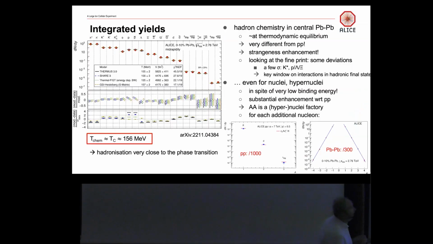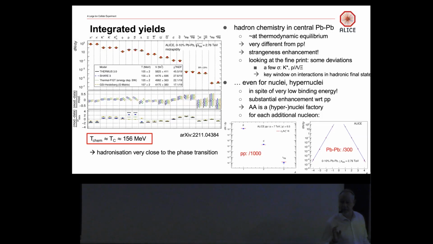Now, the first thing that you can look at is integrated yields, and this is very impressive. These are the yields of different particles, pT integrated, so essentially how many of each type are produced in our rapidity window. The points are the measurements, and the lines are what you would expect for an equilibrated gas at a temperature which here is essentially the critical temperature, 156 MeV. This works very, very well. There are a few deviations, shown here in sigma, but by and large it works very well, which means that hadrons are produced essentially at thermodynamic equilibrium. This is not the case in proton-proton.